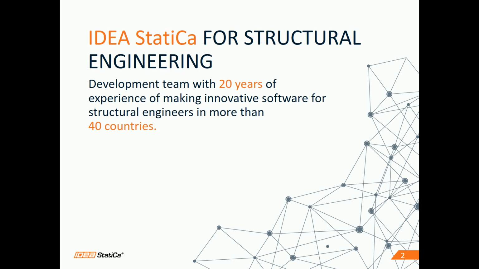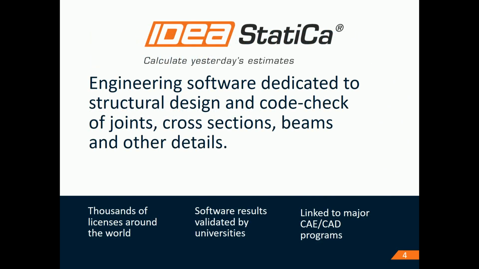This is easier said than done, so we put together a team of people with more than 20 years of experience in the field. StatiCa is an engineering software dedicated to structural design and code check of joints, cross-sections, beams, and other details. Today, it is about steel connection design, about a solution that has been validated by customers and universities all around the world and is linked to programs you already use.